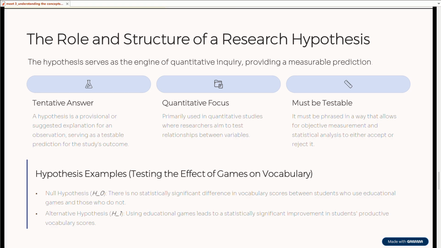Or we can say the null hypothesis is the negative one. If we believe that the games are effective, the null hypothesis says it is not effective, or maybe there is no difference, something like that, the negative side. And then the alternative hypothesis is the positive side. Okay, that is a simple sentence for understanding the null hypothesis and the alternative hypothesis.